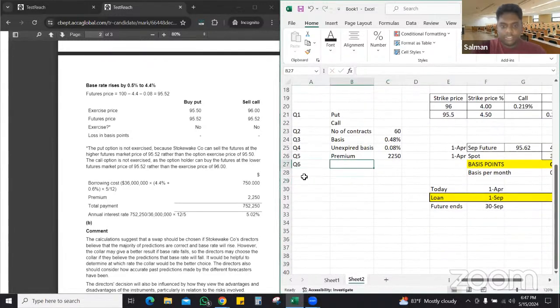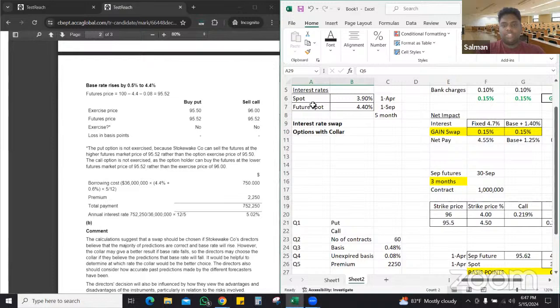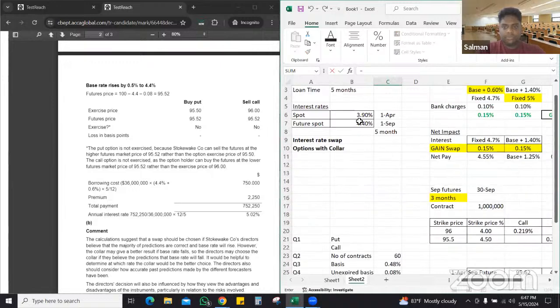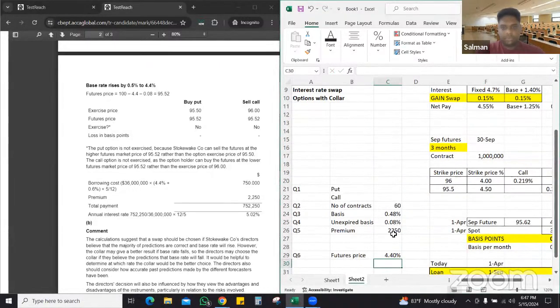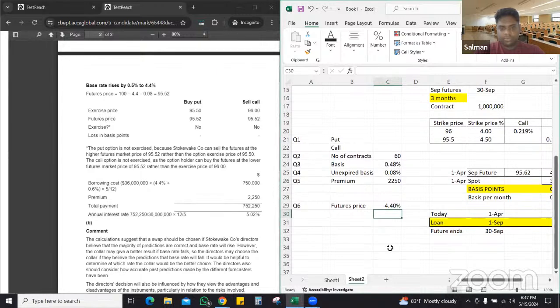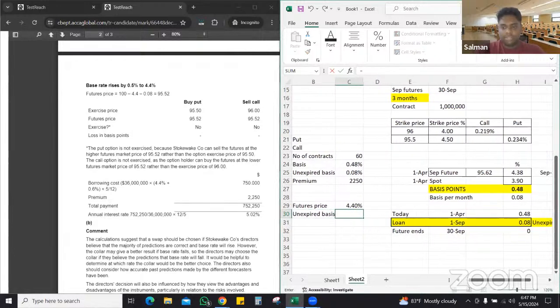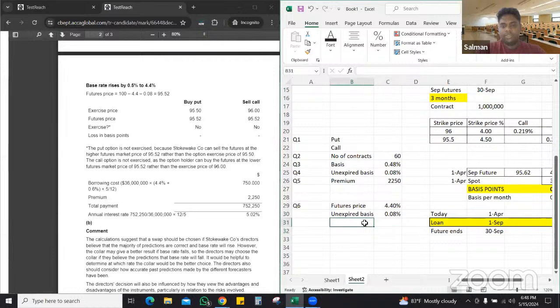Next is, what is the futures price? Now we have got the futures price right here, 4.4%. Okay. However, there is also unexpired basis. As of 1st of September, there is unexpired basis of 0.08%. Convert percentage. Let me divide by 100 again. Okay, 0.08%.